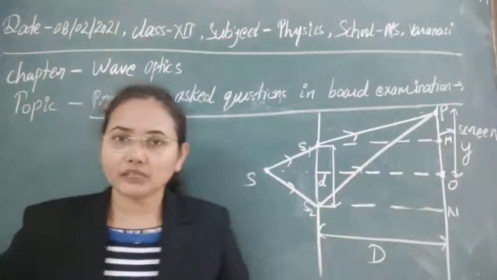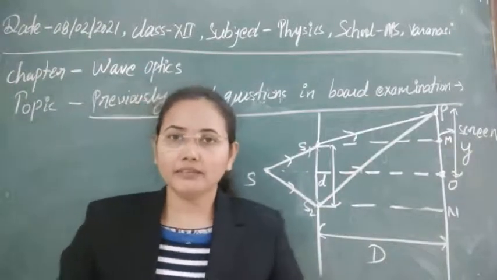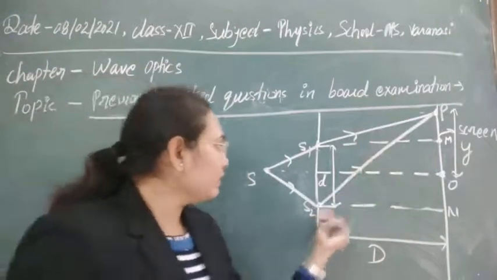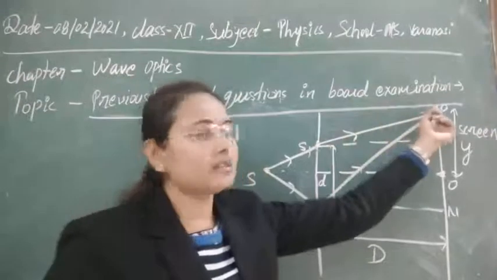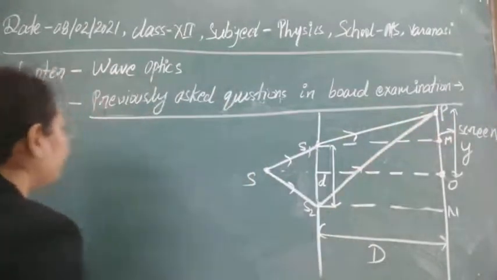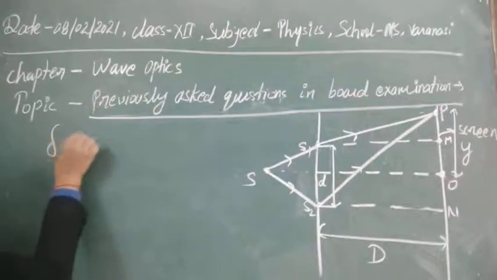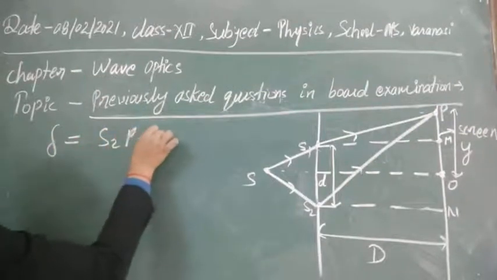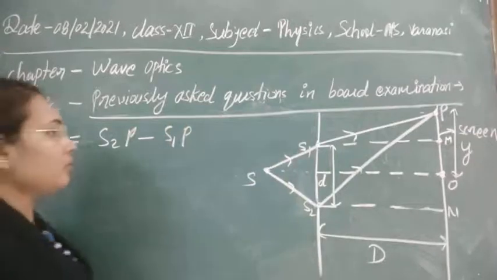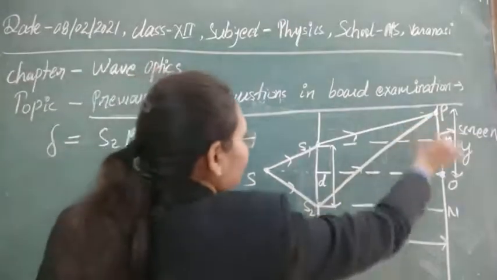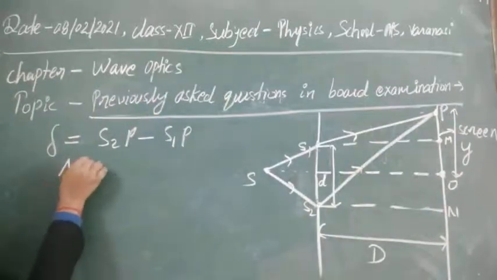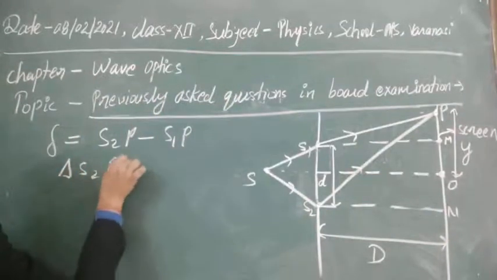So for that, first we need the path difference. To obtain the path difference, obviously it will be the distance traveled by this minus the distance traveled by this, as this is the greater distance. So we can simply obtain the path difference delta as S2P minus S1P here. Clear? Now to obtain the value of S2P, we can just see this triangle S2PN.